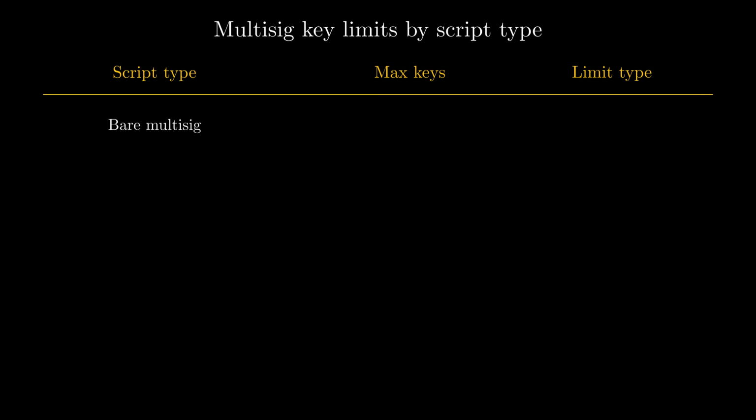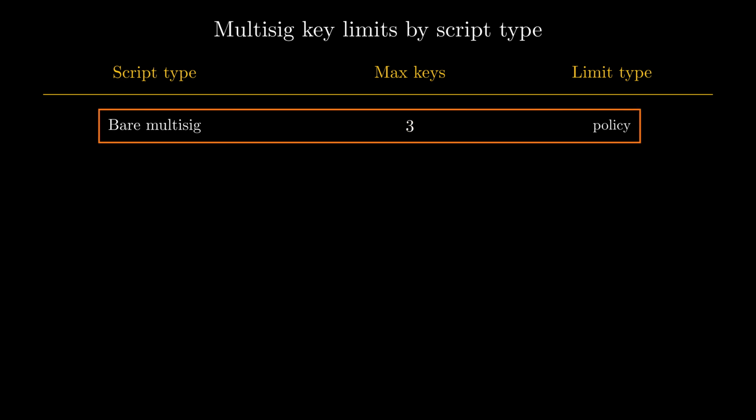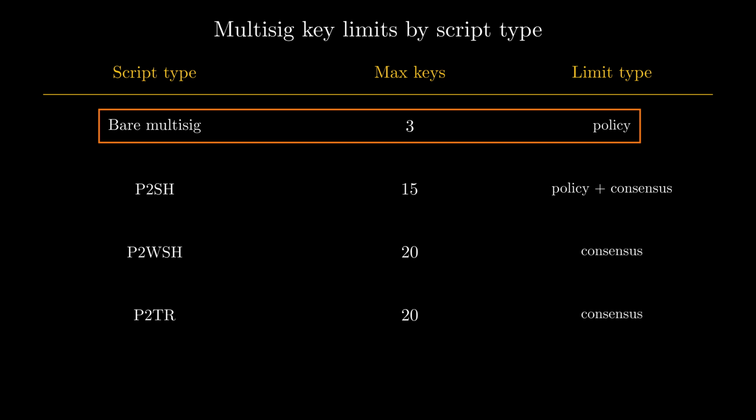One quick clarification. Bare multisig, used directly as an output, is policy limited to 3 keys total. That's a relay rule, not a consensus rule. Wrap the same script inside P2SH and you get 15 keys. P2WSH and P2TR push that to 20. The 3-key ceiling is specific to bare multisig, not to multisig itself.